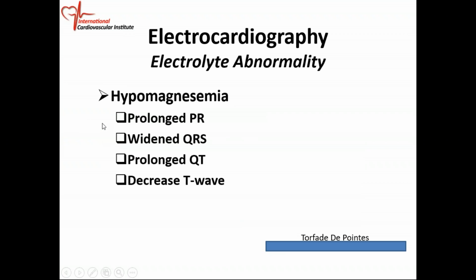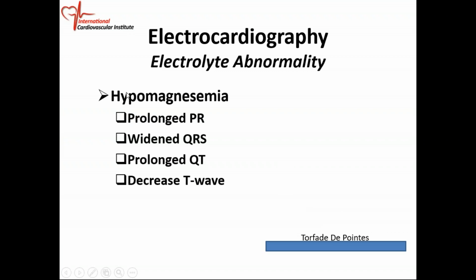Also magnesium. Magnesium is also very important. Just like hypokalemia, hypomagnesemia, low magnesium, can give you a lot of problems. You're going to get a prolonged PR. Some of the changes are similar to hypokalemia. With hypomagnesemia, you get a wide QRS and a prolonged QT interval, and when the QT is prolonged, you can get torsade de pointes.